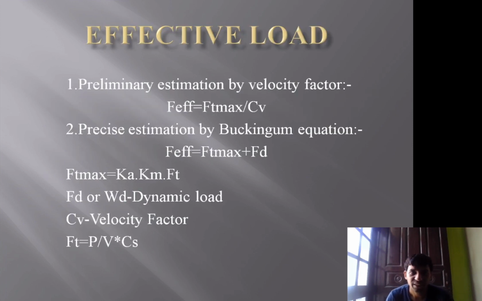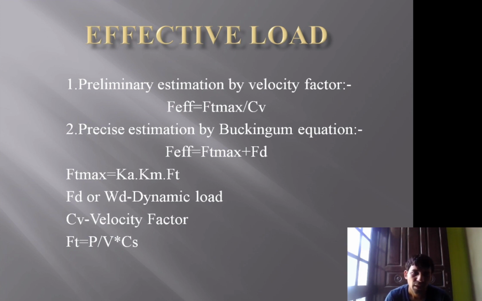After finding the wear strength, we will find the effective load. How can we find the effective load? We can find the effective load by two methods: preliminary estimation by velocity factor and precise estimation by the Buckingham equation. So F effective, the effective load on the tooth, is equal to Ft maximum divided by Cv, and similarly for precise estimation by the Buckingham equation, F effective is equal to Ft maximum plus Fd.